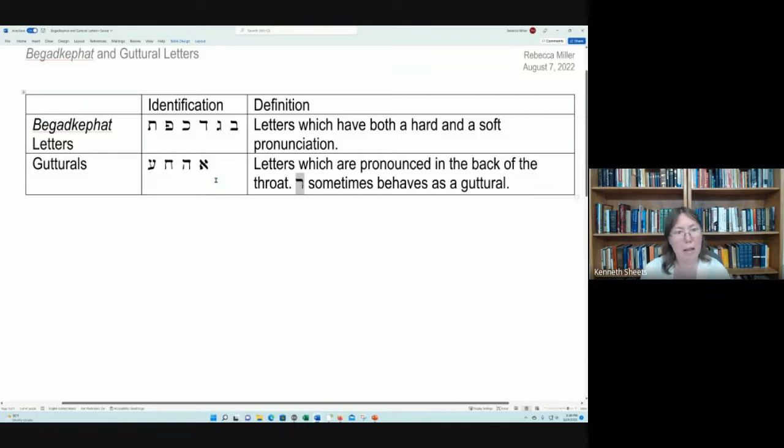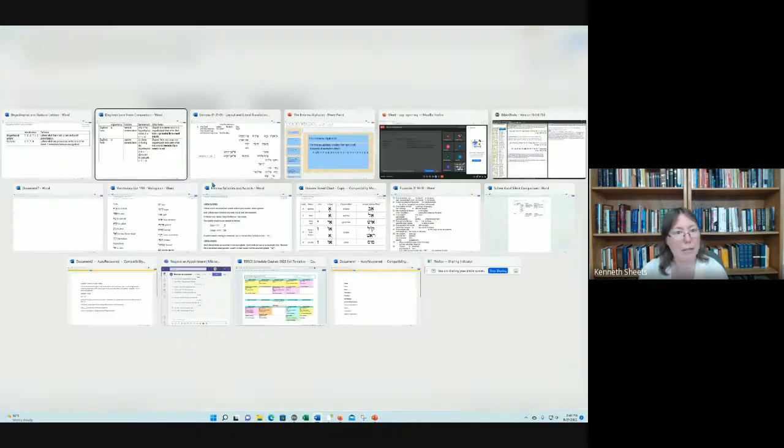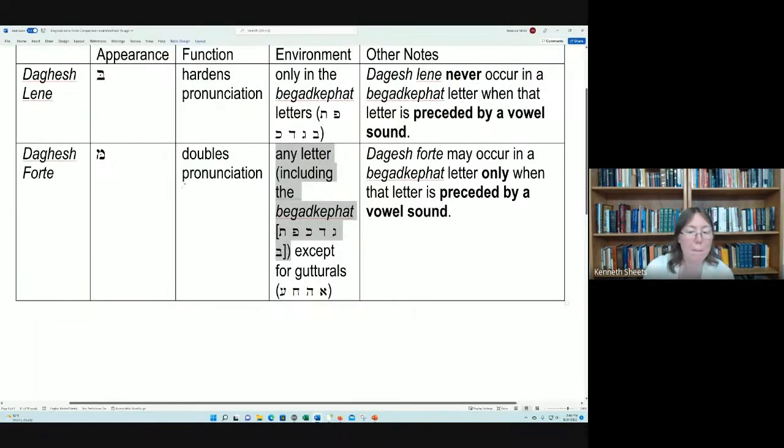That particular information will come into play once we get into the article, probably in the next couple of weeks here. But notice as well, the dagesh forte can occur in any letter, including the begad kafat letters, except for the gutturals, and it doubles the pronunciation.